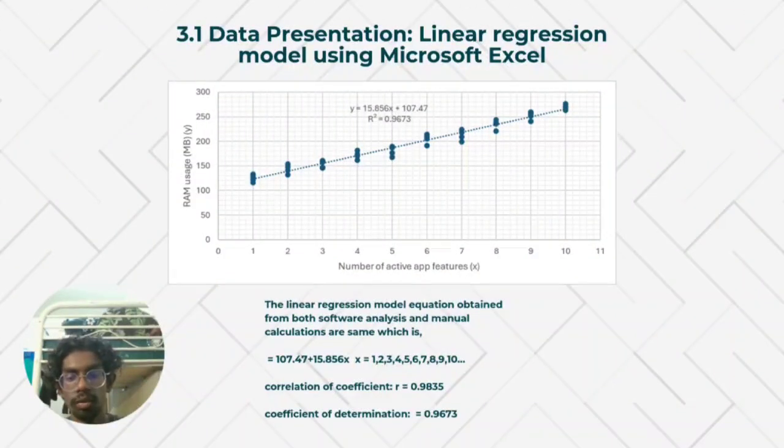As we know, we also used Microsoft Excel to get the linear regression model for this dataset. And as we expected, the linear regression model, correlation coefficient R and coefficient of determination R squared that we got from manual calculations and from Microsoft Excel are the same.